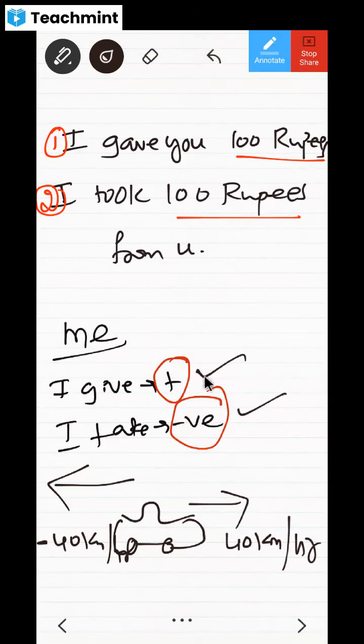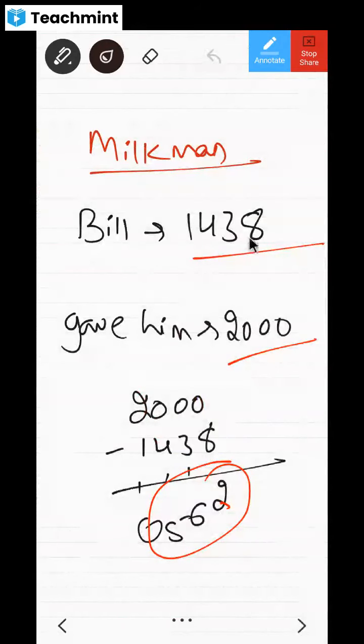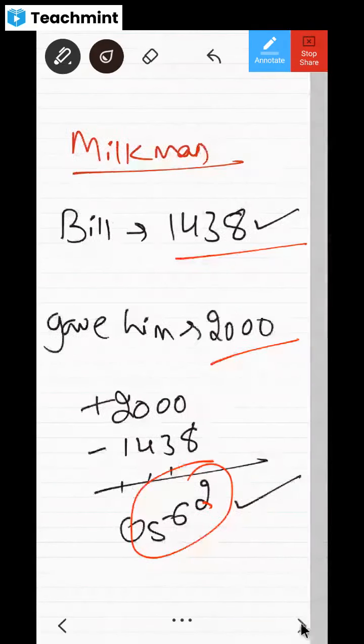If I'm giving you money, I will consider that as positive. If I'm taking money from you, I'll take it as negative. I gave you this example also: the milkman's bill is 1,438. You gave him 2,000, so it is plus 2,000. He will take this much money and return this much money to you. So, plus and minus, don't you think they are useful? They are useful things, no, dear children? Yes, sir. Plus and minus are very, very useful, so that's why we're using them.